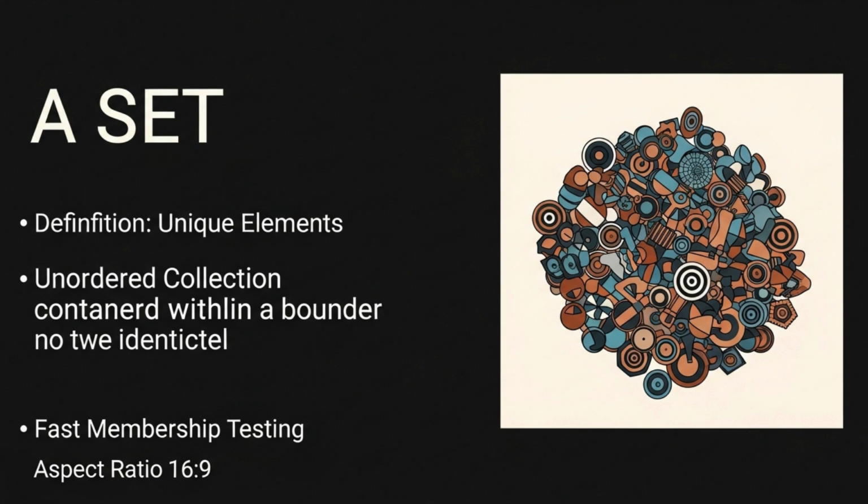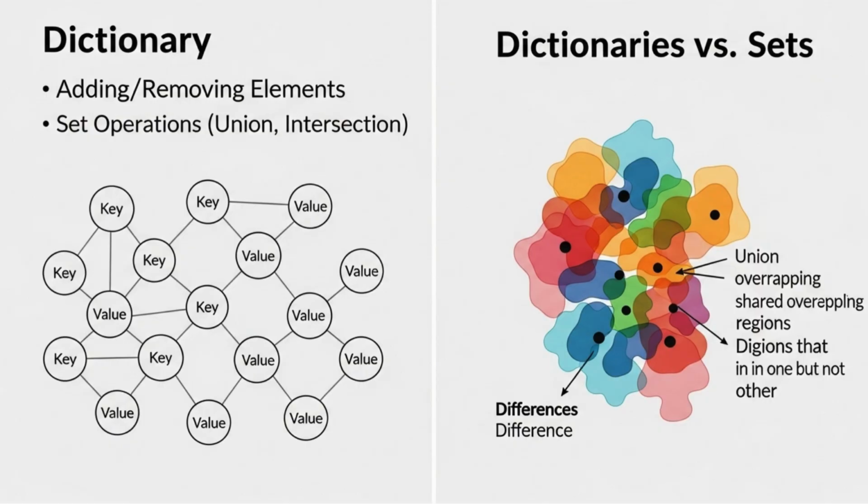Just like dictionaries, sets come with their own set of operations. You can easily add new unique elements or remove existing ones. The real power, however, lies in their ability to perform mathematical set operations. Ever needed to find all elements present in either of two collections? That's a union. What about finding only the elements that are common to both? That's an intersection. You can also find elements present in one set, but not in another, which is a difference operation. These are incredibly useful for data analysis and filtering.